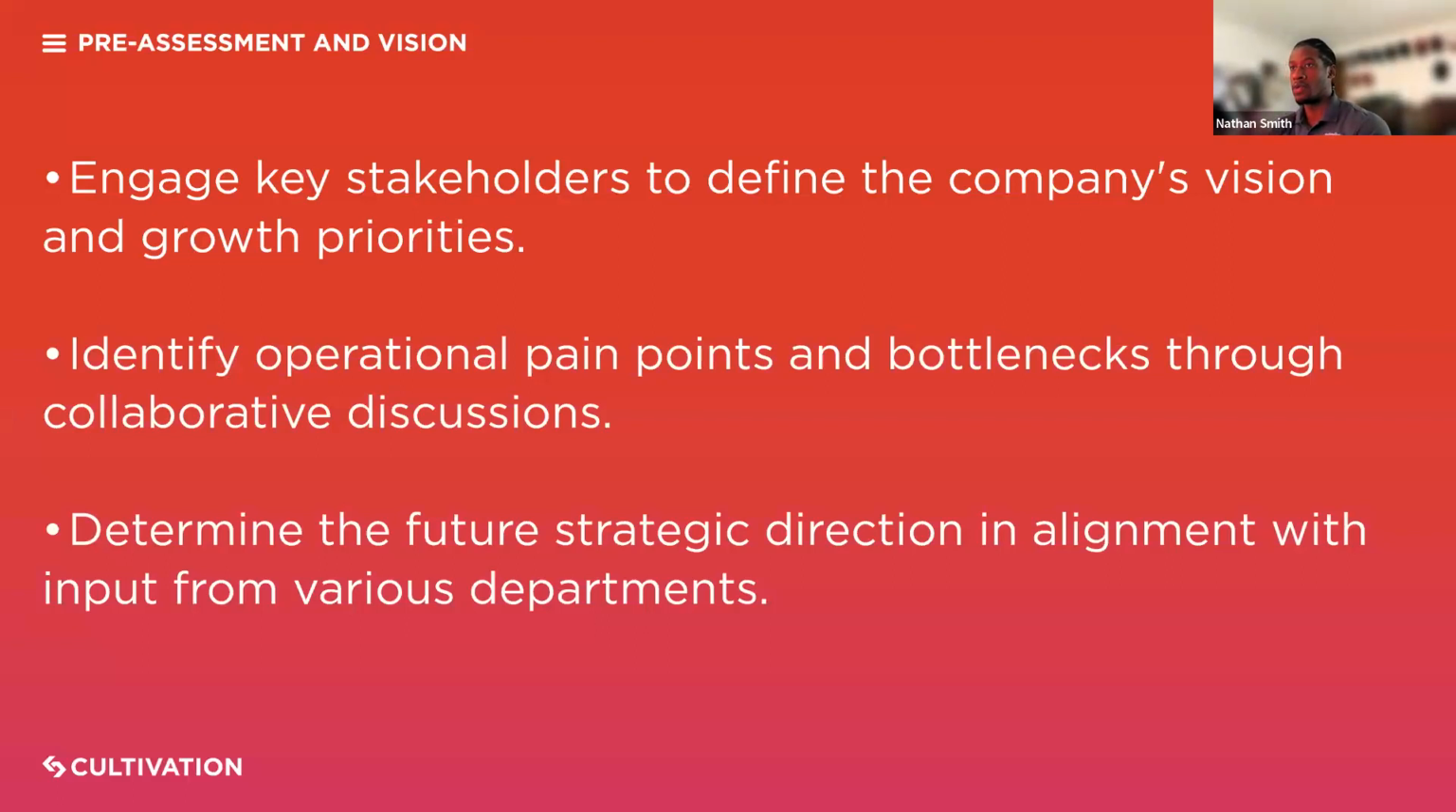So the first point is really engaging with key stakeholders and defining the company's vision and growth priorities. You want to make sure you understand the pain points that are currently happening within your business, from a technological standpoint, from a culture standpoint. And you want to determine the future of that business as well. And you're going to be taking notes about this throughout the whole digital transformation process, which can sometimes take anywhere from 6 to 8 months, even more if you're working on a bigger project.